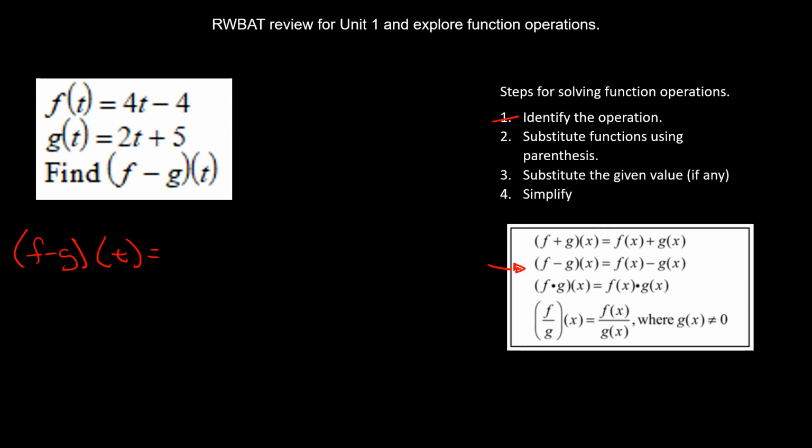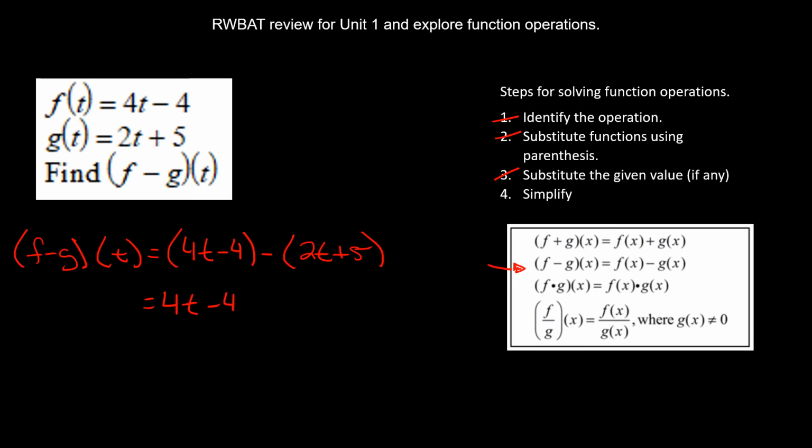And when we're using this, we're going to go ahead and start substituting our functions with parentheses, 4t minus 4, minus 2t plus 5. Okay, so we substituted. We don't have any given terms, so we can go ahead and skip that step, and now we simplify. On this first set of parentheses, there was nothing I need to distribute, so we can go ahead and drop those. We get 4t minus 4.